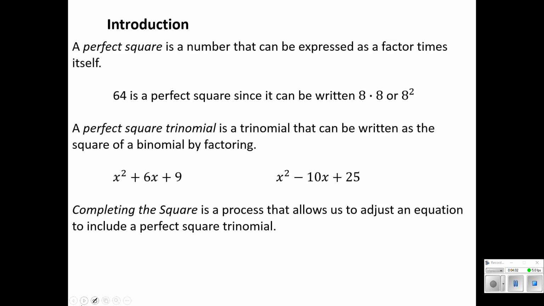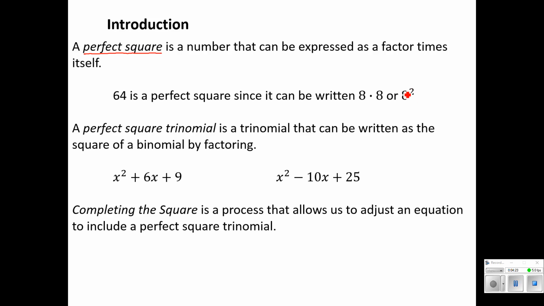All right, so we're trying to complete the square today. That means our work is going to hinge around having a perfect square. It's a number that can be expressed as a factor times itself. So, for example, in numbers, you can start off from what we know. 64 is a perfect square number since it can be written as a factor times itself, 8 times 8, or 8 squared.